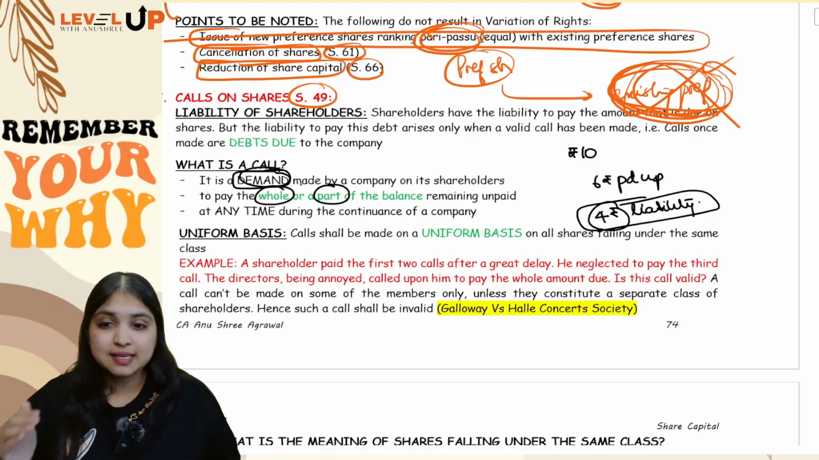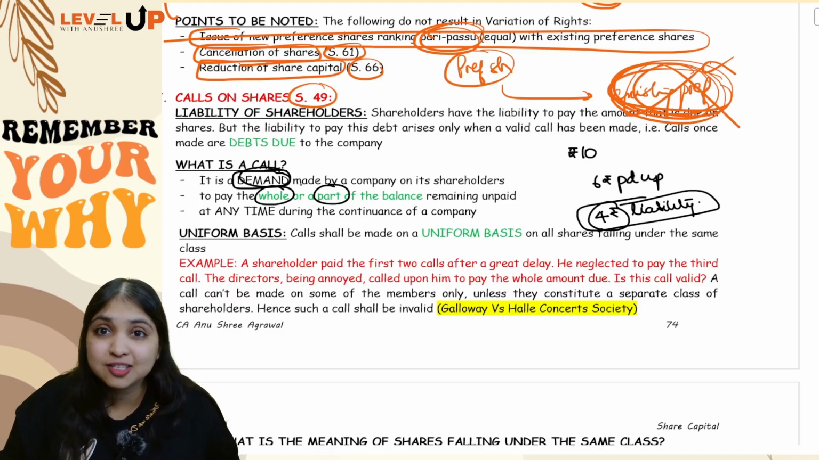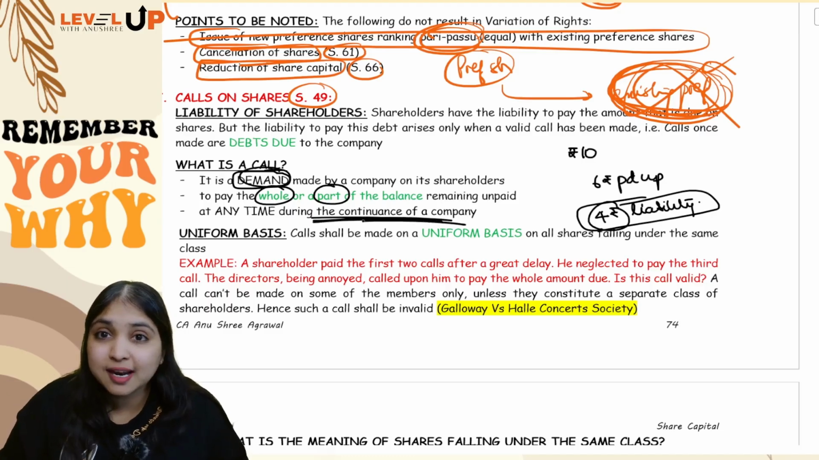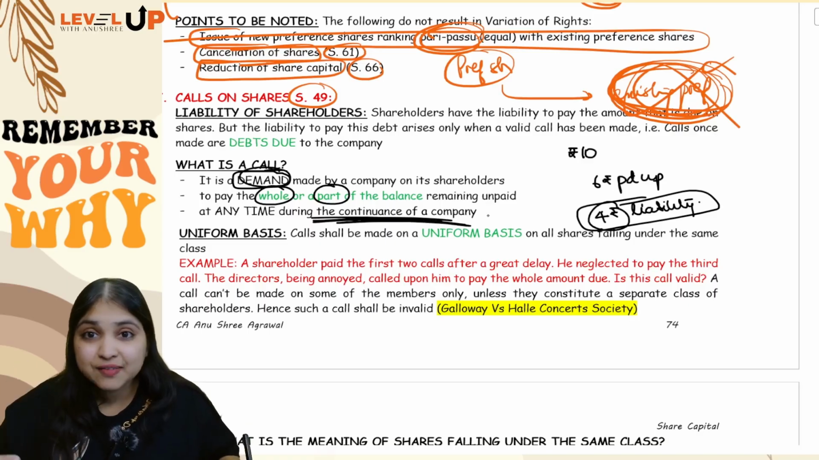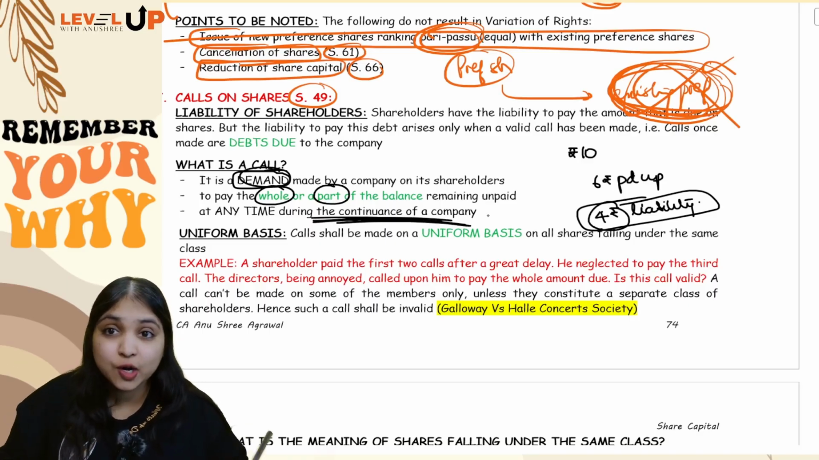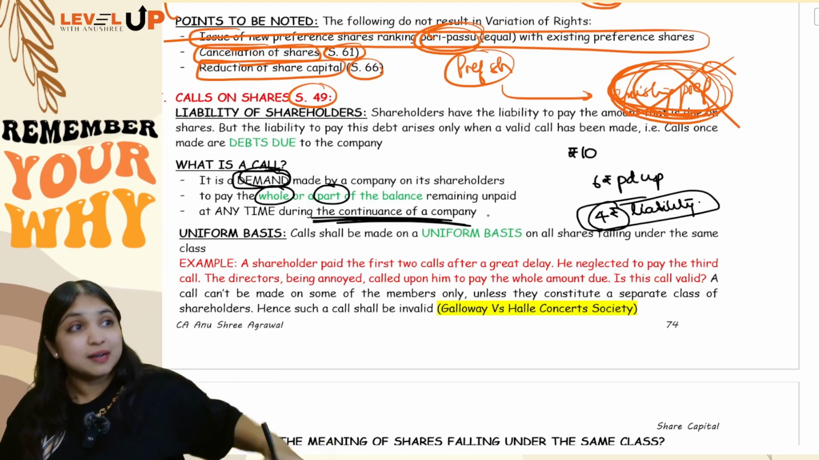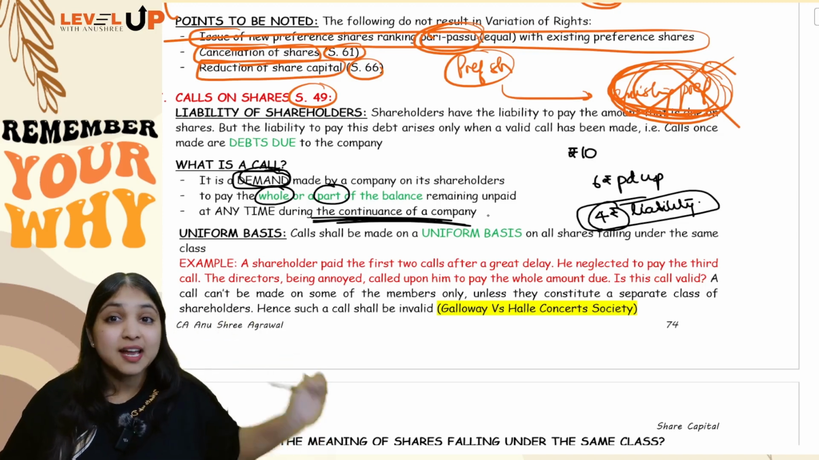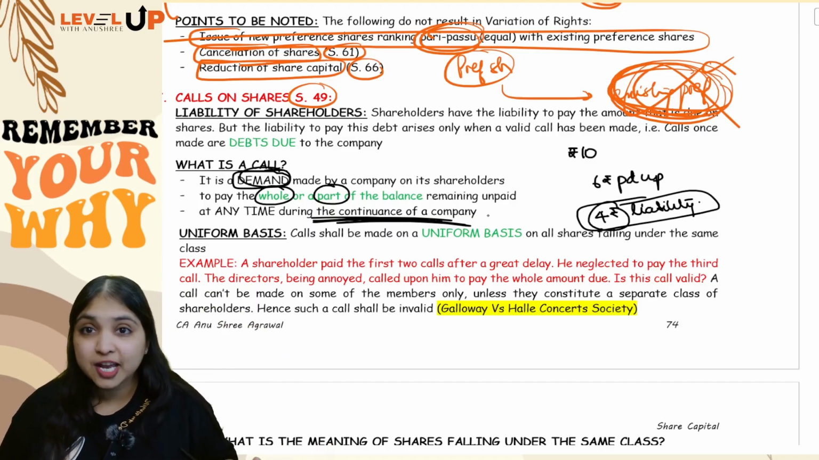Okay, now listen, when can the company make this share call? At any time during the continuance of the company. We discussed even in the winding up process, the company is still existing. So that time also the company can make a share call. But once a company is wound up, after that a share call cannot be made. Till the company is existing, till then a share call can be made.